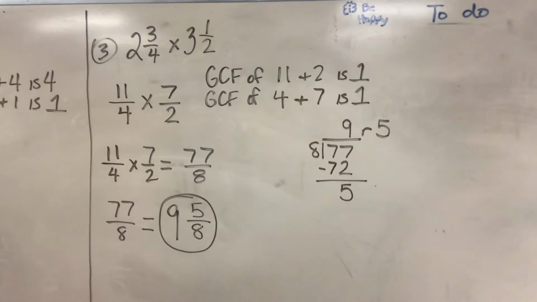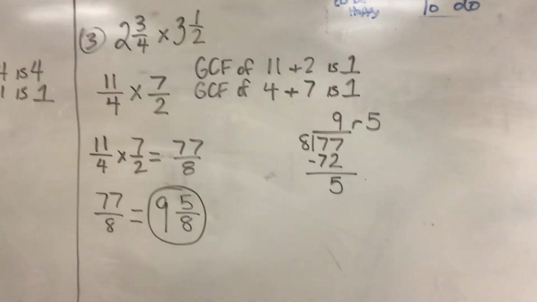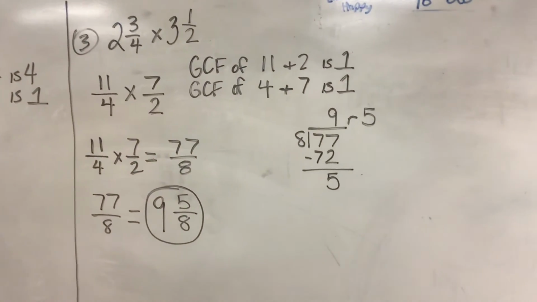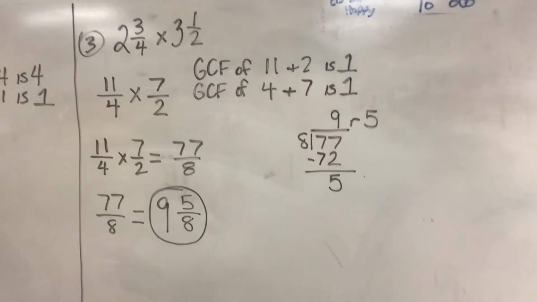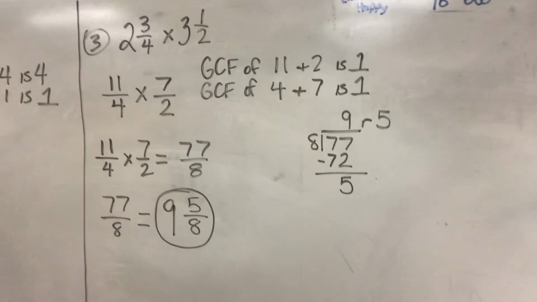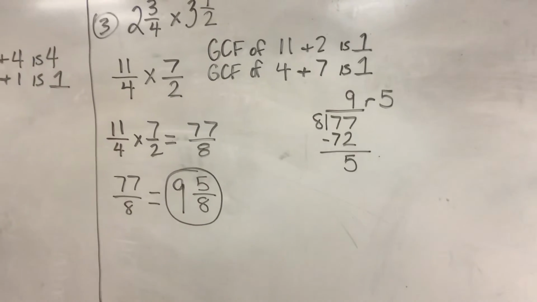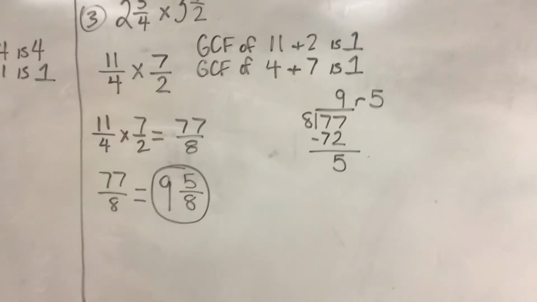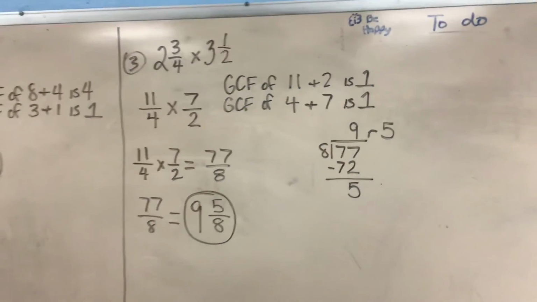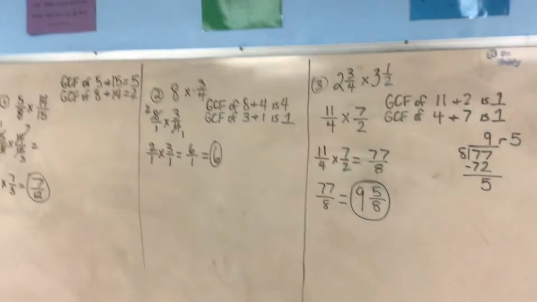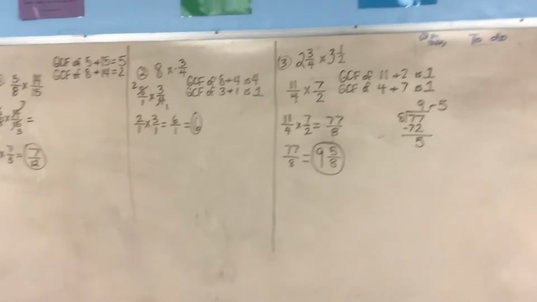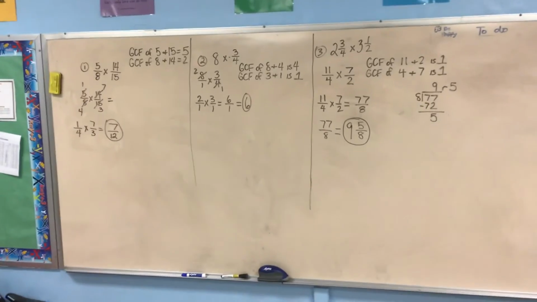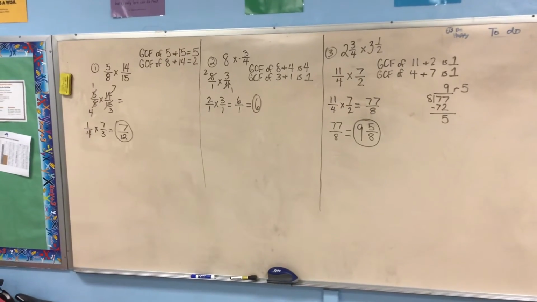So I have to change that improper fraction to a mixed number, which you can see I did the work for on the right. 77 divided by 8 equals 9 remainder 5. So I change that 9 remainder 5 to a mixed number of 9 5/8. As you can see, with each of the examples, I have taken my time, written things out, and made sure that I follow the process step by step.